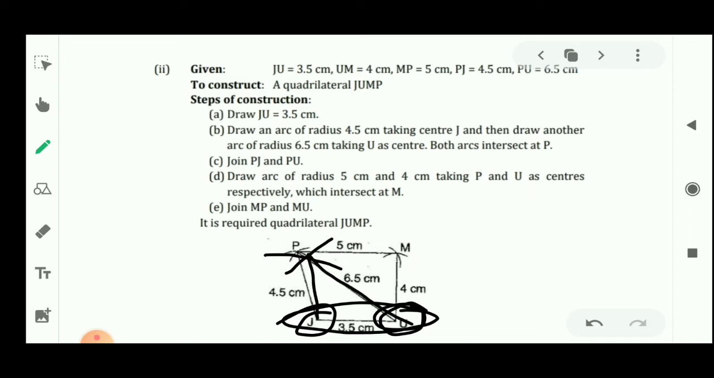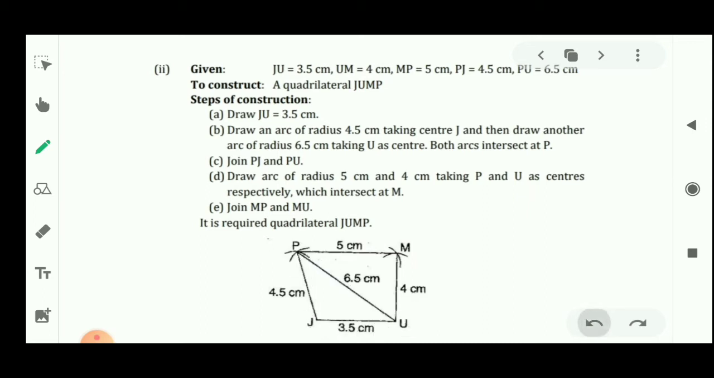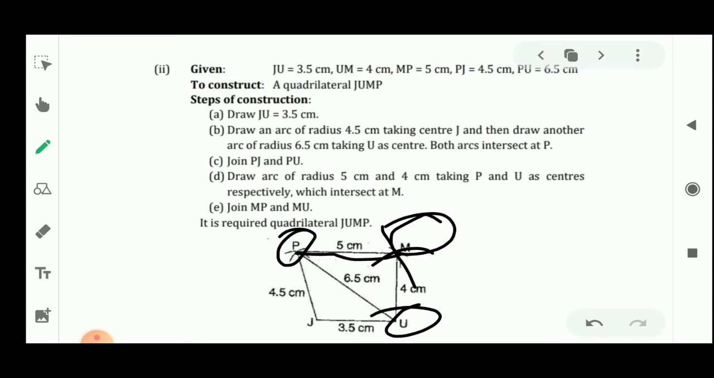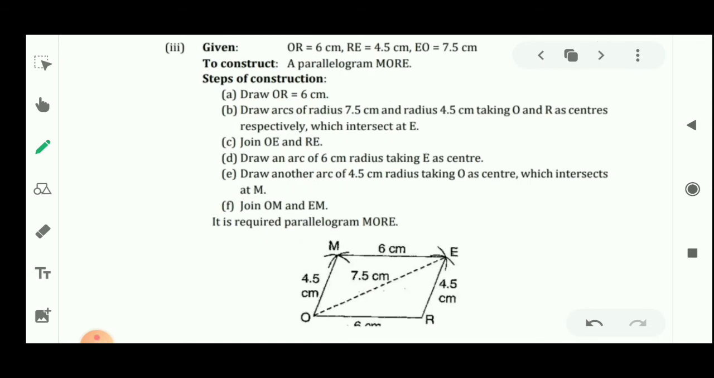Now students, put your compass point on U, take the radius of 4 centimeter in the compass and draw an arc like this. Then put your compass on point P, take the radius of 5 centimeter and draw another arc like this, which cuts the previous arc at point M. Now join PM and MU. This is the required quadrilateral. Let's see the next question.